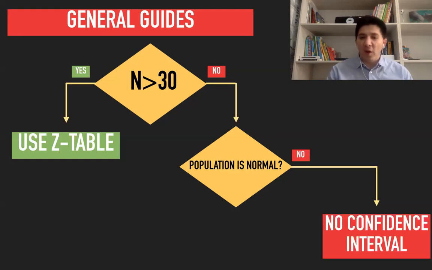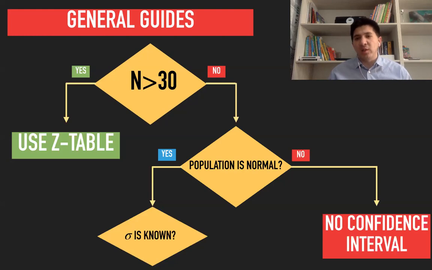But if the population is normally distributed, we still check one more condition: whether we know sigma, the population's standard deviation. It looks strange to say we know the population standard deviation but don't know the population mean, right? But if you know the standard deviation of the population somehow, according to your experience or previous years' data, then again you need to use the z-table.